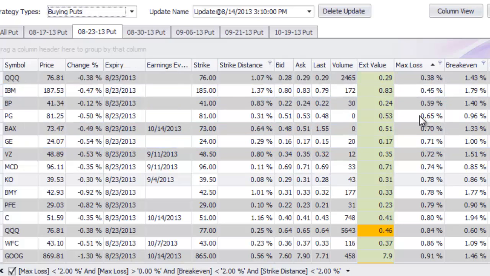Of course, I look for the same exact thing with buying calls: low max loss, low break-even, and then I look at the chart and apply whatever timing strategy I have to determine whether I think a move is imminent. You can find out more about that in my longer video on the option buying strategy.